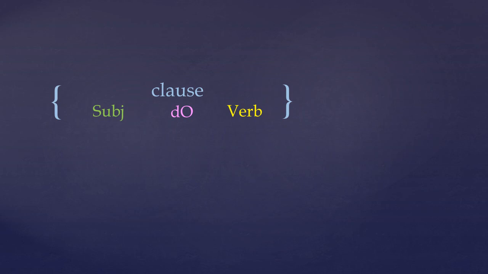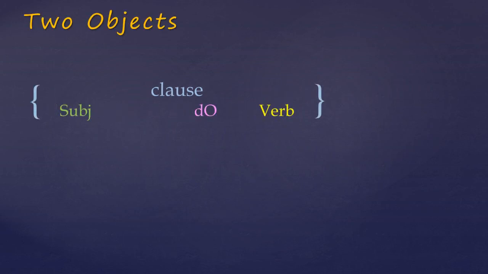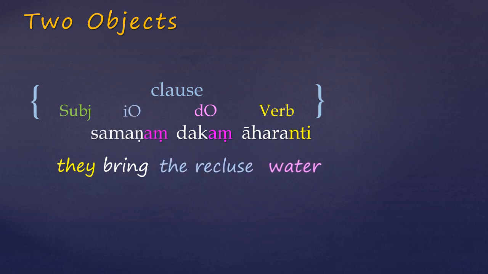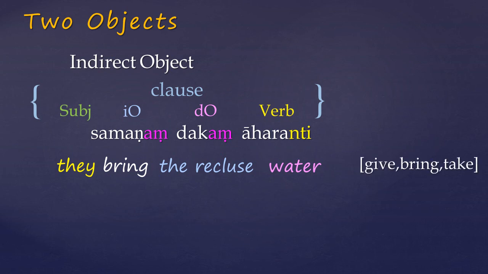Some transitive verbs, however, can take two objects. For instance, with the verb to bring in they bring water, we can add a second object. They bring the recluse water. Here the objects are the thing fetched and to whom it was brought. And this second object is called an indirect object, and is generally the person or animal that receives the direct object. Now with verbs of bringing and taking in Pali, only occasionally is the indirect object placed in the accusative case. It's much more frequent to use the dative case, and we'll see this in a later lesson.